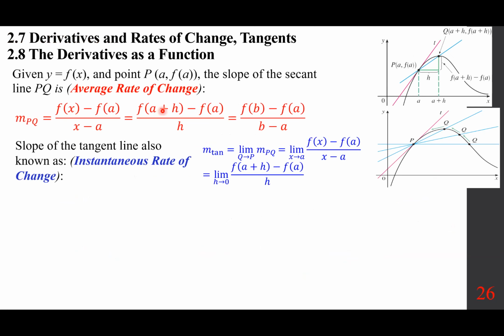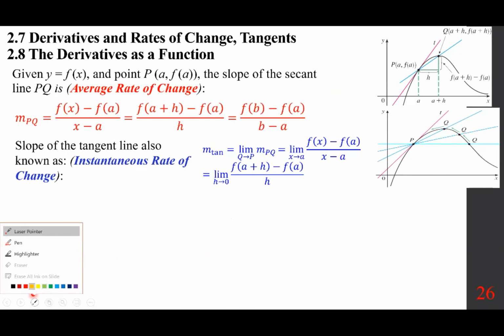I want to discuss this. This is the good old slope, and I'm going to write it as rise over run, y sub 2 minus y sub 1 over x sub 2 minus x sub 1. So if you look at this blue line, we have 2 points, and we find this slope. That blue line is called the secant line.